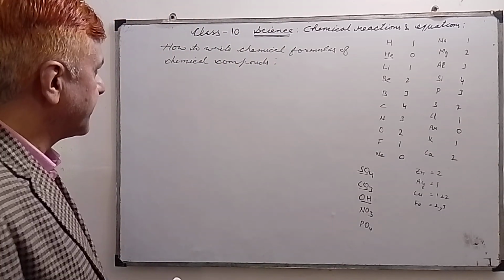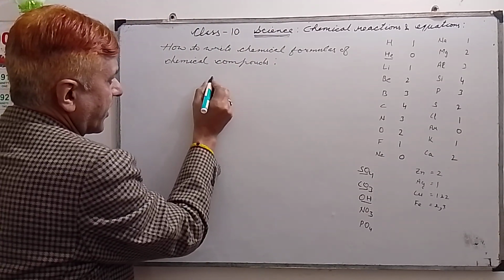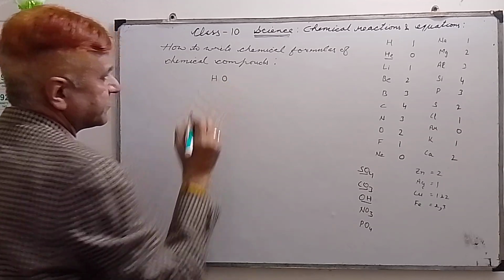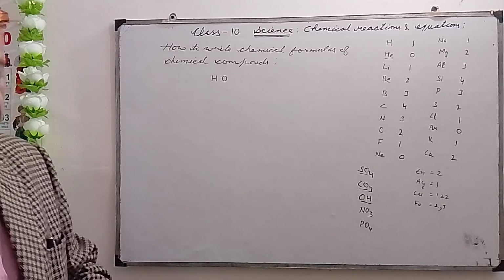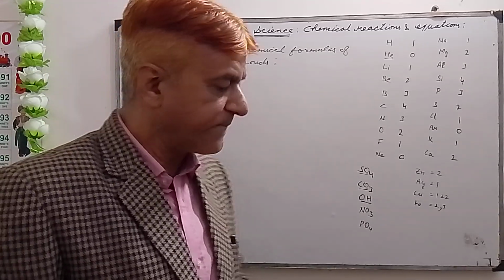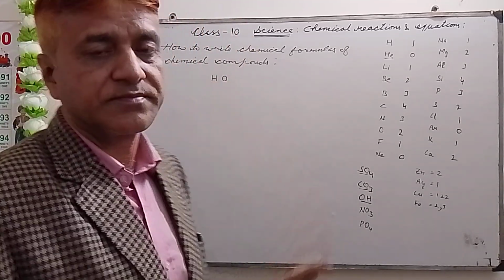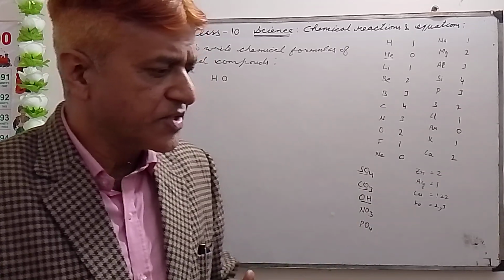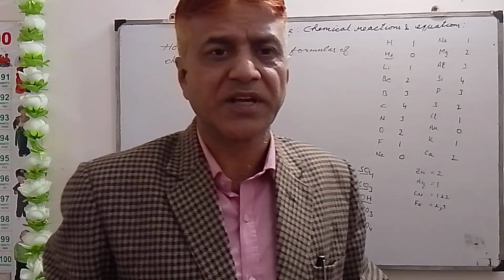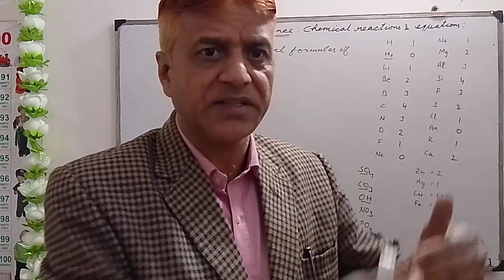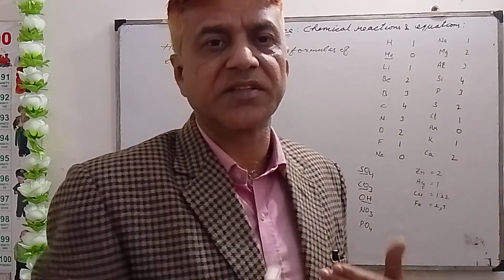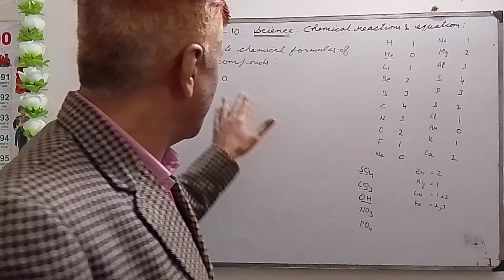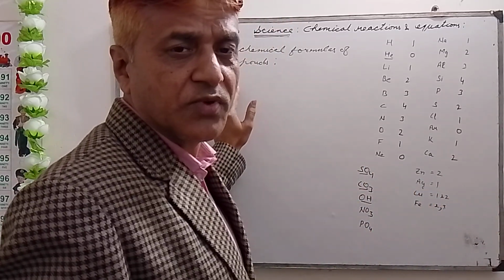So let's take water. Water is made up of hydrogen and oxygen. Now there is an exchange of valencies in this technique. What is the meaning of exchange? Exchange means what is mine is yours and what is yours is mine. So there is an exchange in the valencies of these two atoms.